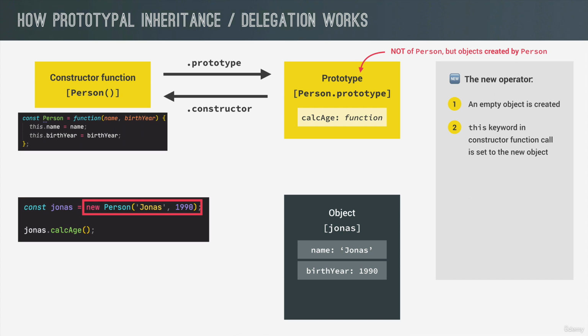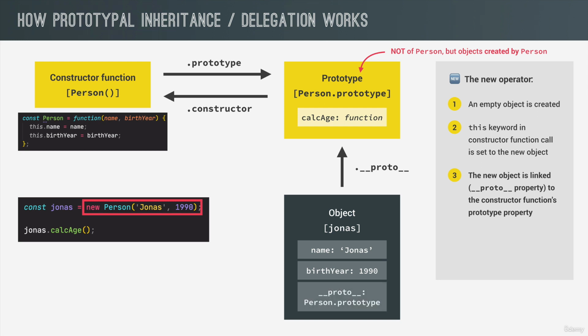So next comes the magical step. So now the new object is linked to the constructor function's prototype property. So in this case, Person.prototype. And this happens internally by adding the __proto__ property to the new object. So Person.prototype is now the new object's prototype, which is denoted in the __proto__ property of Jonas.